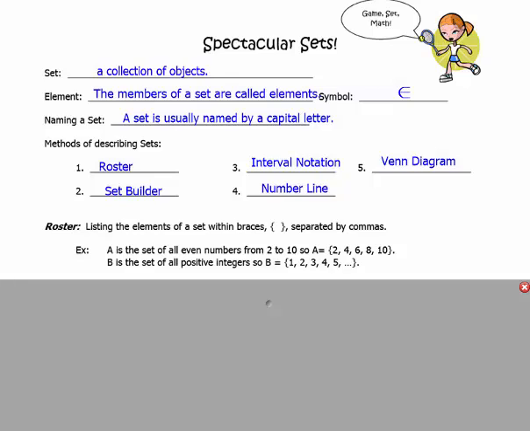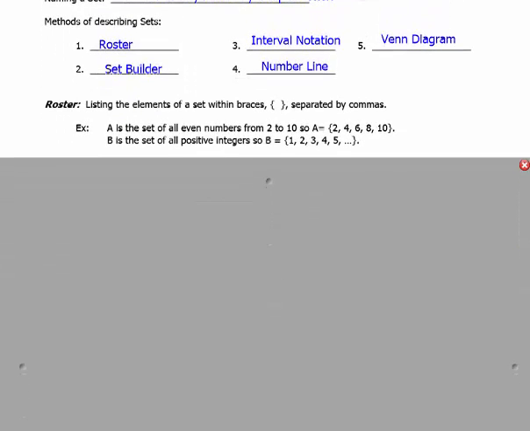Roster is where we list the elements of a set within curly brackets, and we separate each element by a comma. An example would be: A is the set of all even numbers from 2 to 10, so A would be equal to {2, 4, 6, 8, 10}. B is the set of all positive integers, so B would begin with 1, since 0 is neither positive nor negative, and we use the ellipsis to represent that it goes on and on. We could put the ellipsis and then the infinity symbol and then the curly bracket. Either of those would be correct.